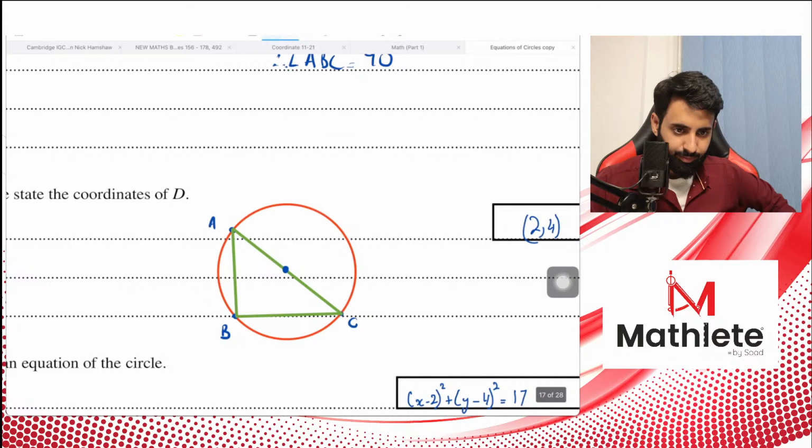So what does it mean if a circle lies in the 4th quadrant? That means it lies below the x-axis and on the right side of the y-axis. That's what it means.